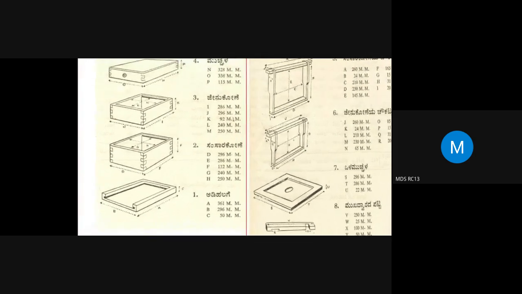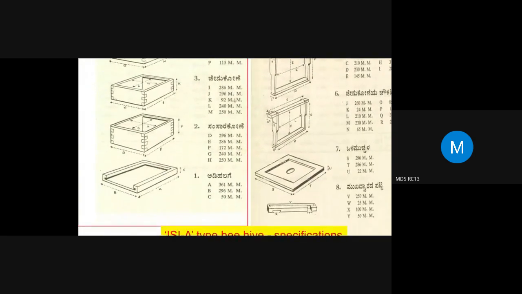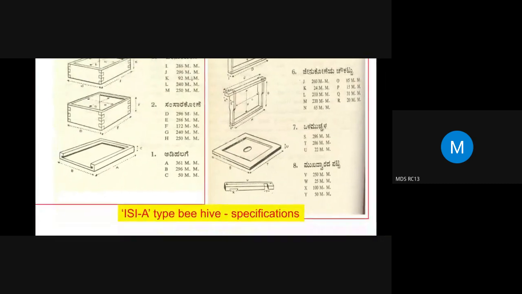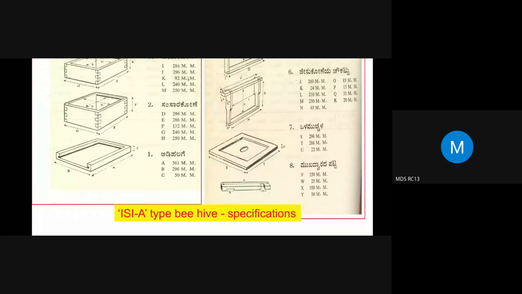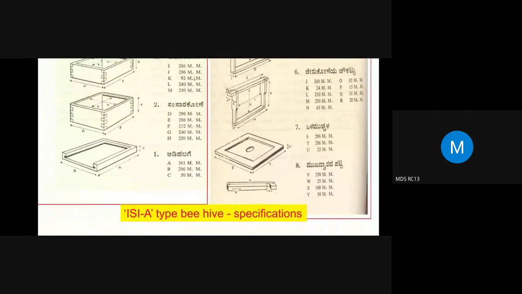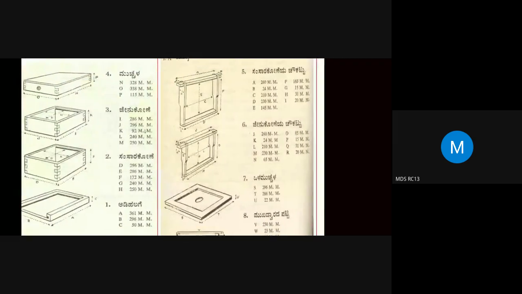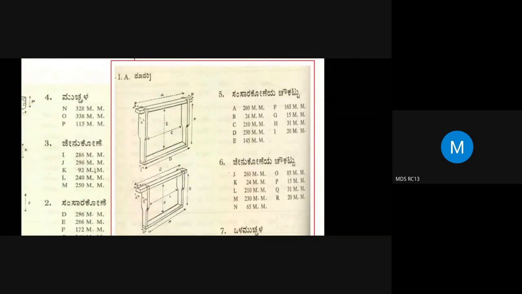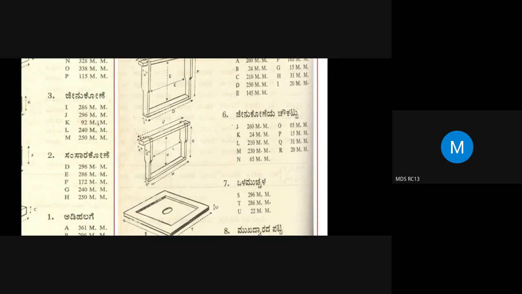So in this picture, they have given the size of different parts, which is the ISI A type beehive. This is the standard beehive used for Apis cerana indica in India. And these are the pictures of frames used. The first one you can see is of the brood chamber. And the second one you can see is of less height, that is used in the super chamber.